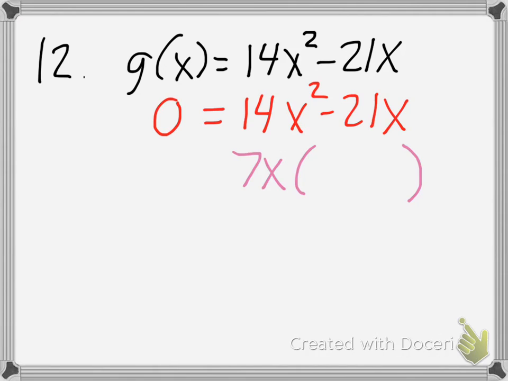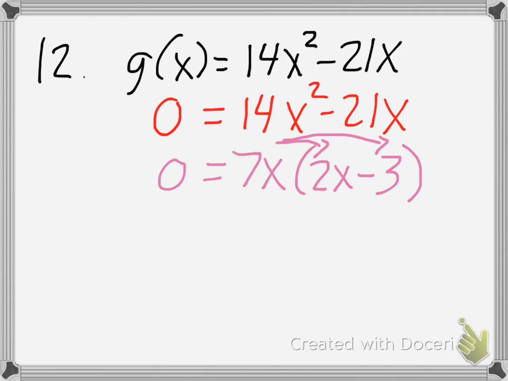What's left on the inside, I just ask myself, 7x times what would get me back to 14x squared? Well, that would be 2x. Bring down the subtraction sign. And then if you were distributing, you would ask yourself, 7x times what would get me back to 21x? And that would be a 3.